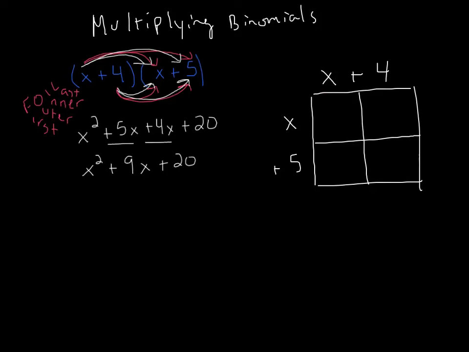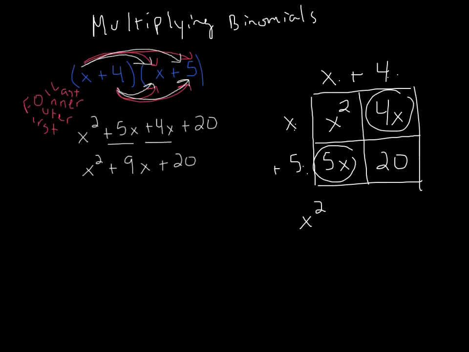So for this one, x times x is x squared. Then x times 4 gives you 4x. Then 5 times x gives you 5x, and 5 times 4 gives you 20. Then you combine like terms, just like before. So I have a positive x squared over here. Then I have the 5x and the 4x, those are alike, so those become plus 9x. And then I'm left with my plus 20. So it's the same thing, it's just showing it a different way. You're doing the exact same thing.